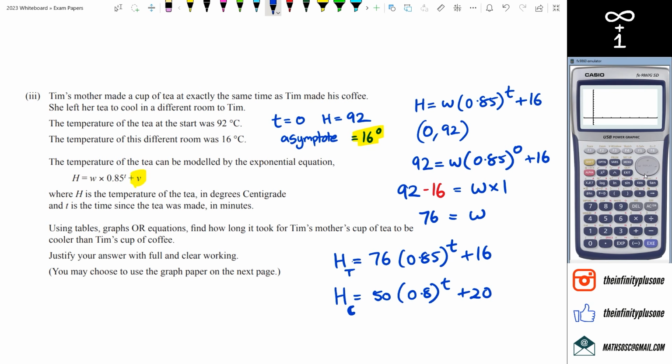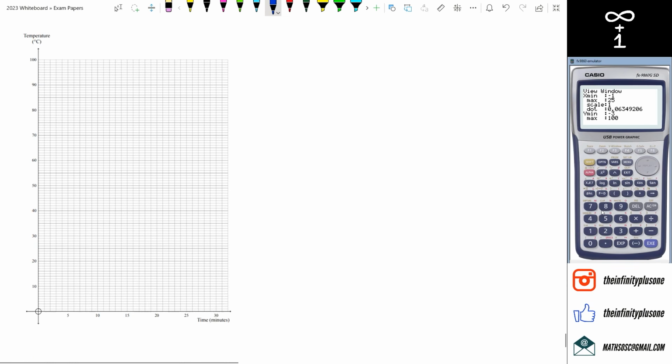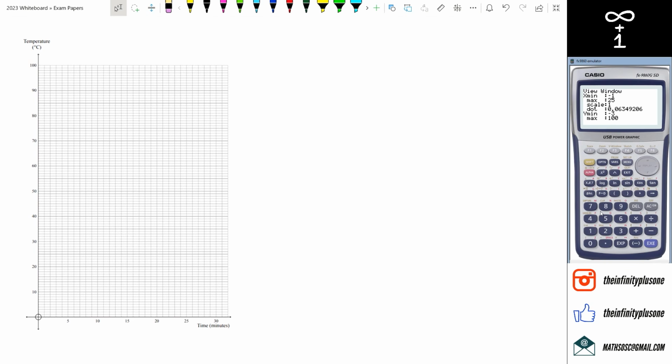I'm going to draw both of these graphs. Now obviously I can't see this graph here because of my view window. So I'm going to put my y max as probably 100. And as for the x max, let's go 25 maybe. What did the graph show? Let's go look at the graph. The graph actually showed up to 30 and 100. So let's go 30. Let's go 31. As you guys can see, there are the two graphs.